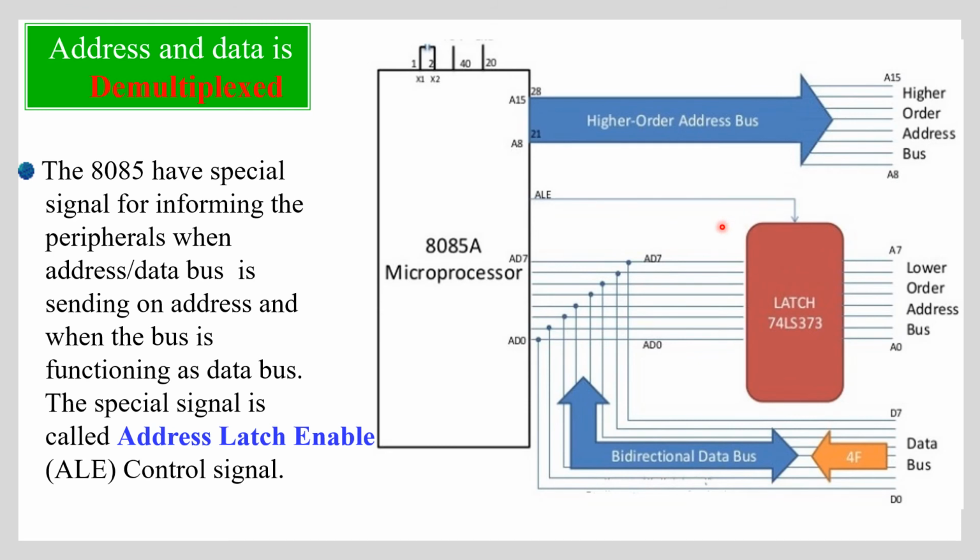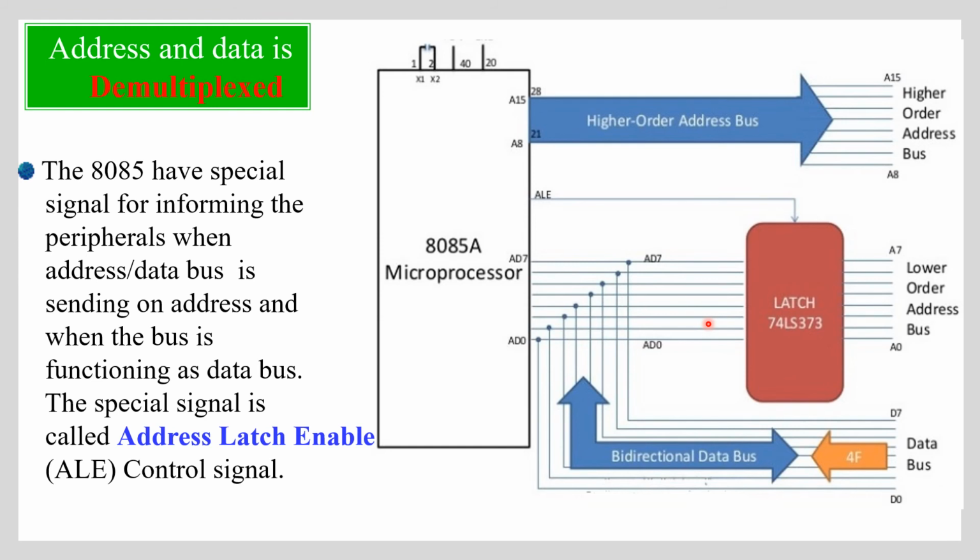To multiplex means to first select one and then the other. Therefore, to multiplex address and data means first to use the bus to send the address and next to send or receive data via the same bus. Now for this bus, the 8085 has a special signal for informing the peripheral devices when the bus is sending an address and when the bus is functioning as a data bus.